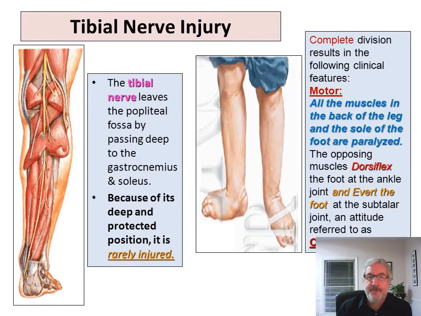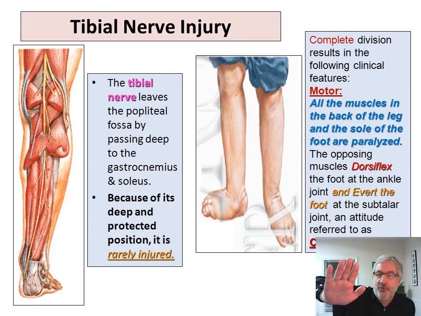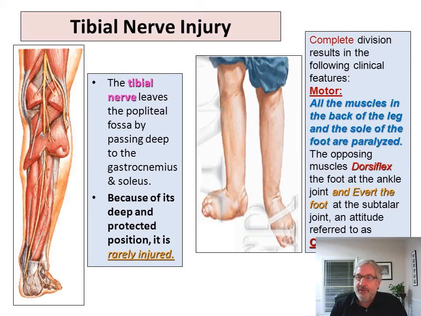Next slide. If you have a tibial nerve injury, it's deep, so it's rarely injured. But if the tibial nerve is injured, the opposing muscles, if you remember I just described to you the common fibular nerve does eversion of the foot and also dorsiflexes the foot at the ankle. Well, if there's no opposing muscle in the calf to do that, then your foot is going to evert and dorsiflex, since the calf muscles aren't opposing that if the tibial nerve is damaged.